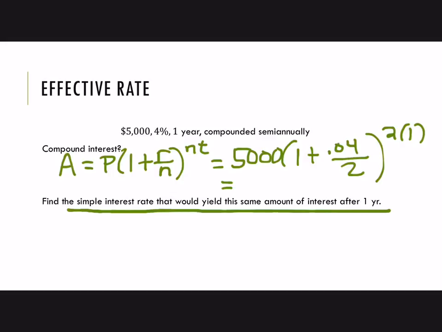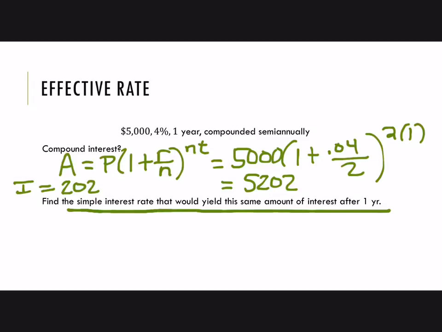And hopefully you get $5,202. So that would mean that the compound interest would be that amount minus the principal, minus $5,000, so $202.